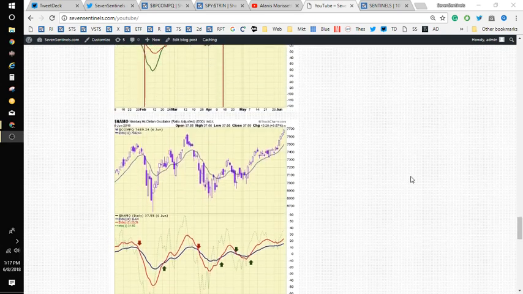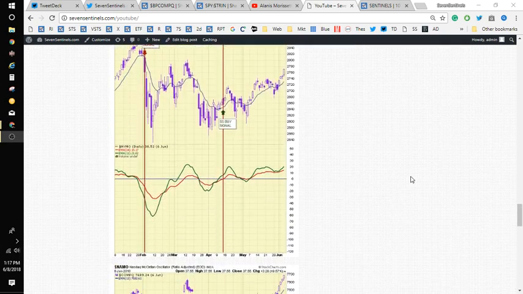So again, to review what we've done so far, Sentinel number 1 measures the McClellan oscillator 13 and 34-day moving averages. When the short-term 13-day is above the 34, the market is in an uptrend. If the 13-day moving average of McClellan is below the 34-day moving average, the Sentinel number 1 is in downtrend. It's that simple.